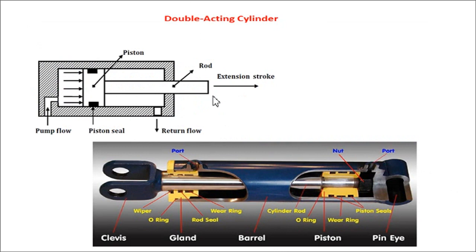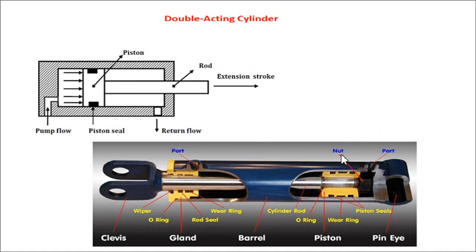So coming to the double acting cylinder, it is a cylinder where the fluid enters and leaves from both ends, from the rod end as well as the cap end side of the actuator. So you can find that in a double acting cylinder, during the extension stroke, the fluid enters through the cap end side of the cylinder and leaves through the rod end side, whereas during the retraction stroke the fluid enters through the rod end side of the cylinder and leaves through the cap end side of the actuator or cylinder.